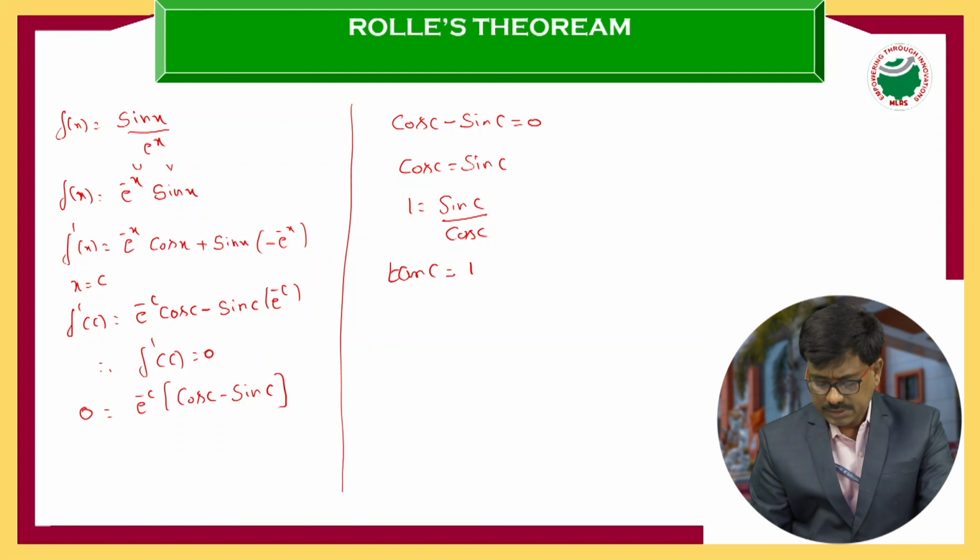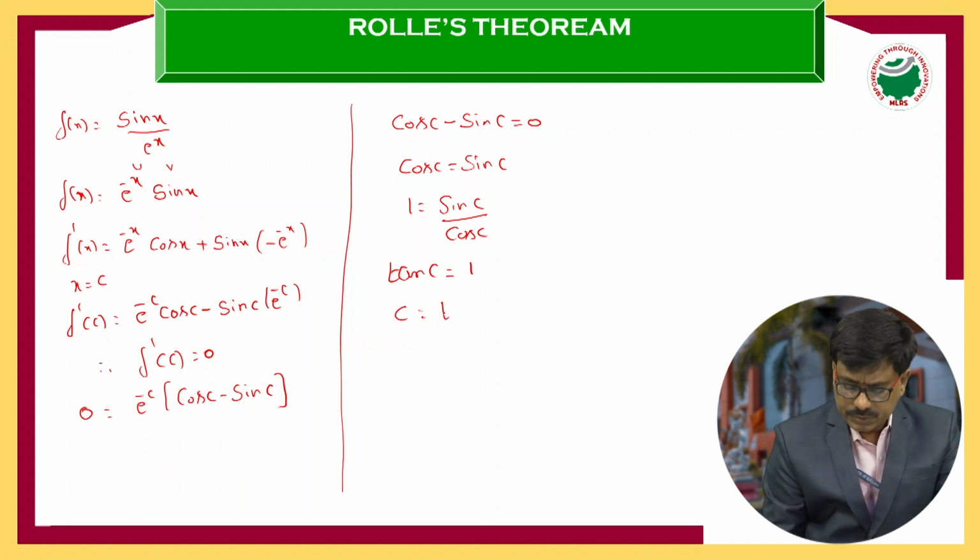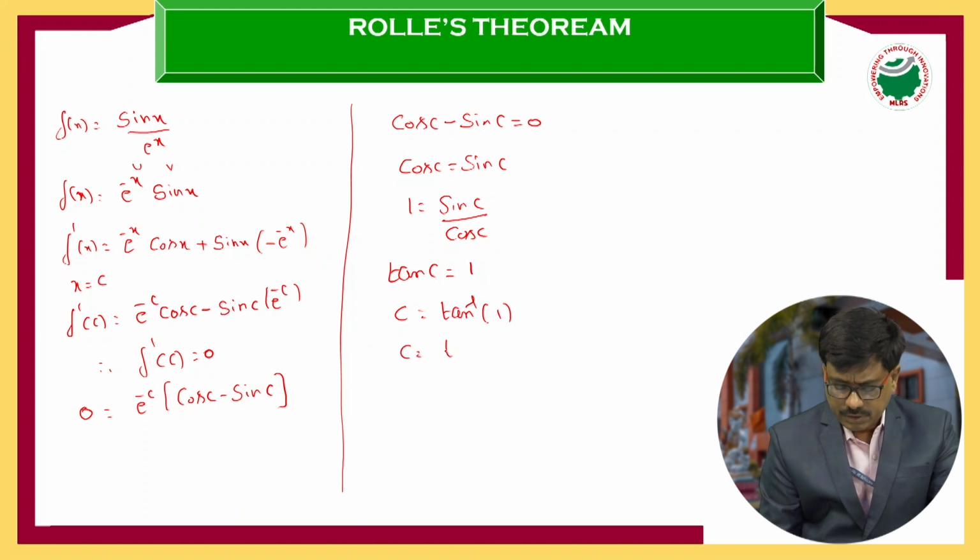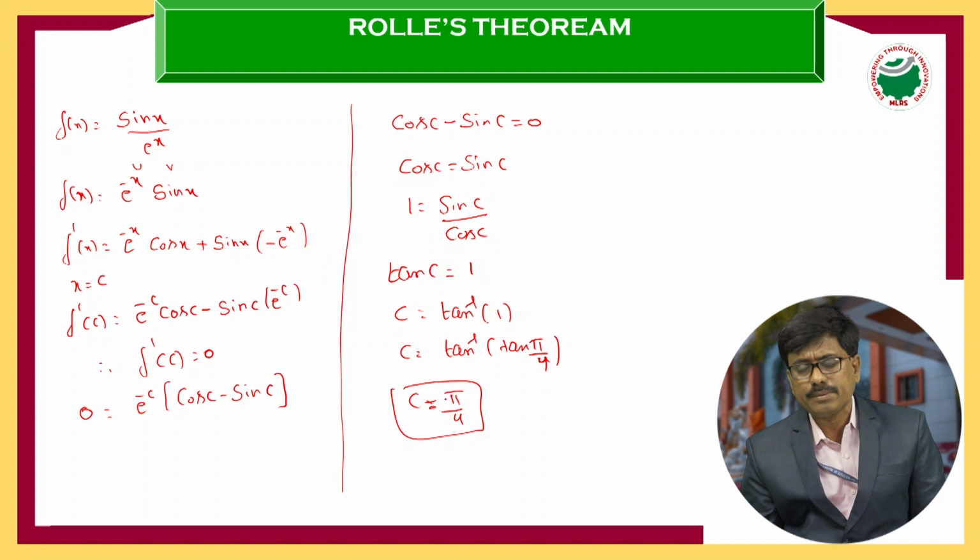Tan c is equal to how much? 1. Therefore, c is equal to tan inverse of 1. How do you write this one? C is equal to tan inverse of tan pi by 4. Therefore, tan inverse of tan, the resultant value is pi by 4. What is the C value? C value I got pi by 4.